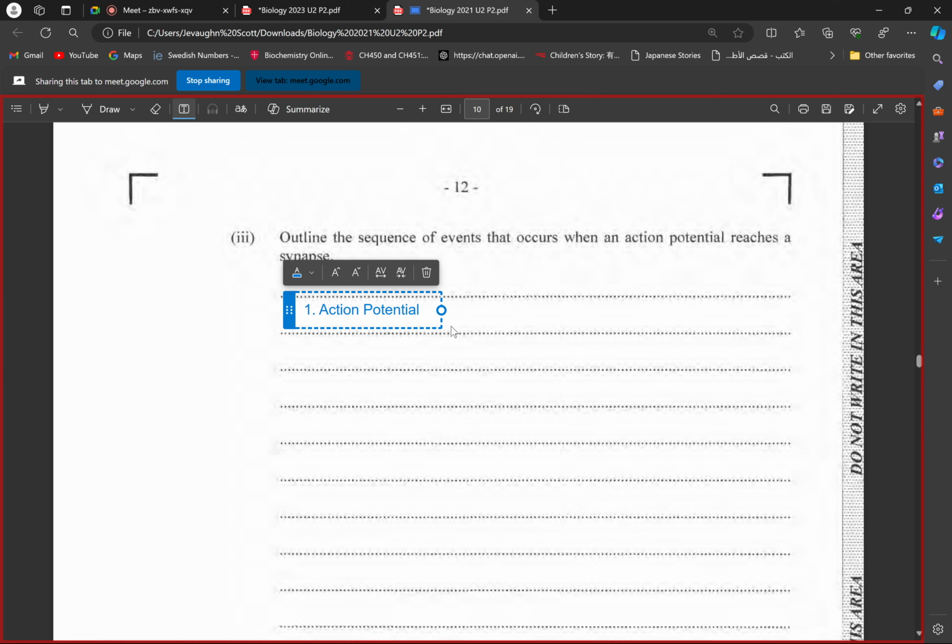When the action potential reaches the axon terminal, go ahead. Oh, go ahead. I thought I saw your hand up. My bad. Sorry, what's your question? Okay, go ahead.